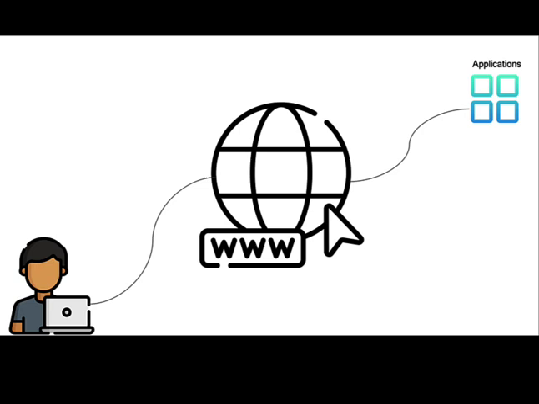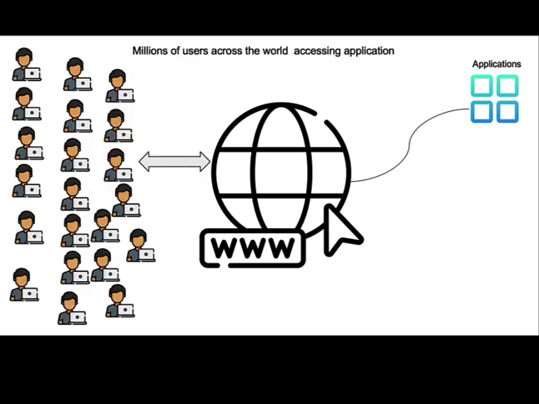But now, since it is retail, whenever there is a holiday season like Christmas or New Year, people tend to buy a lot of stuff at that point in time. That means the same application which is running will have to take more load, because there are now millions of users across the world accessing this application to buy stuff. So the transaction amount increases, and the resources required for the application increase.